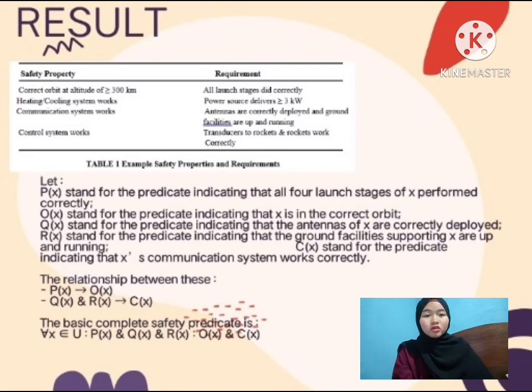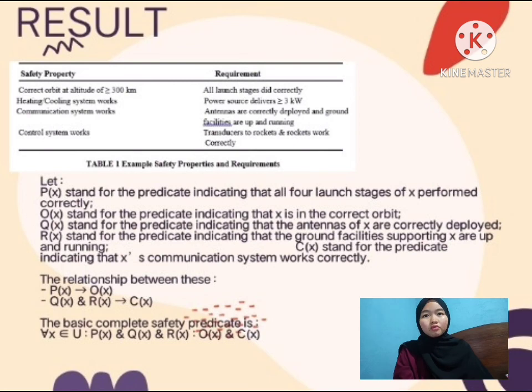I will explain about the results. As you can see on the slide, it is a predicate logic related to system safety. The situation is that a certain type of spacecraft orbiting the Earth is considered safe if it is in the correct orbit at an altitude of 300 km or greater, and if the heating or cooling system, the communication system and the control system are all working correctly.